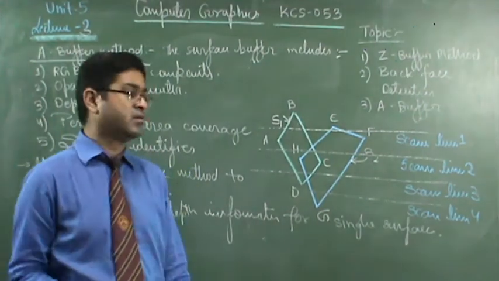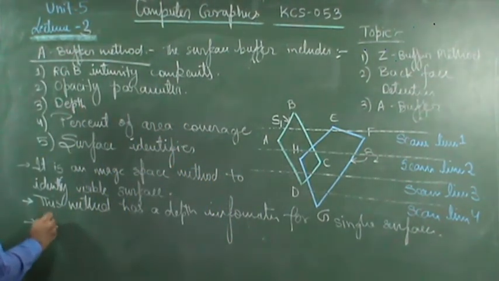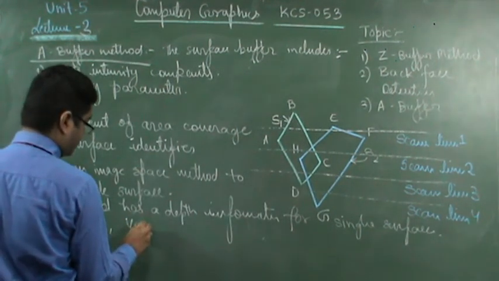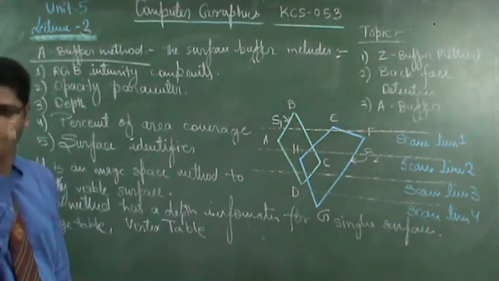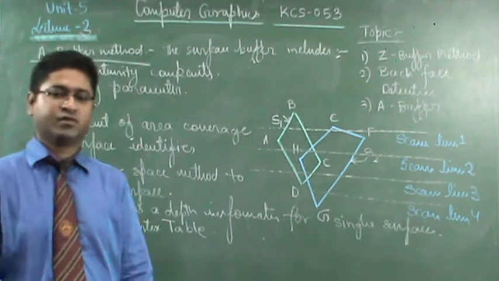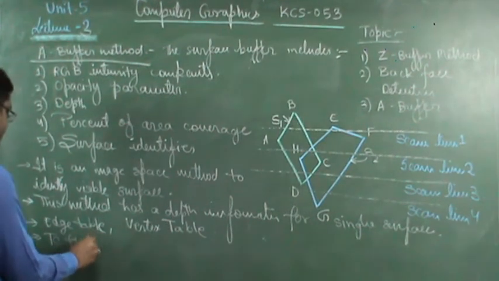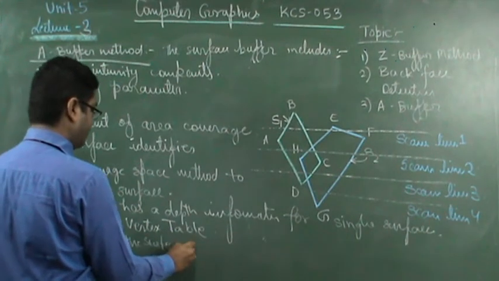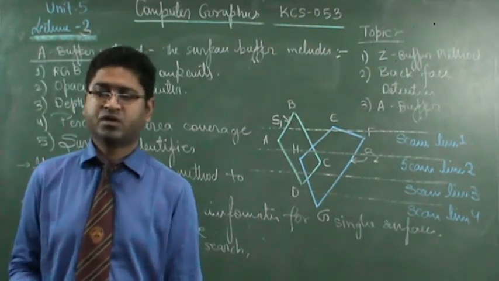Then we will focus on the particular edge lines, how it is going to maintain these two tables, number 1, the edge table, and how it is going to maintain the vertex table, and so on, to facilitate the search for surfaces crossing a given scan line.